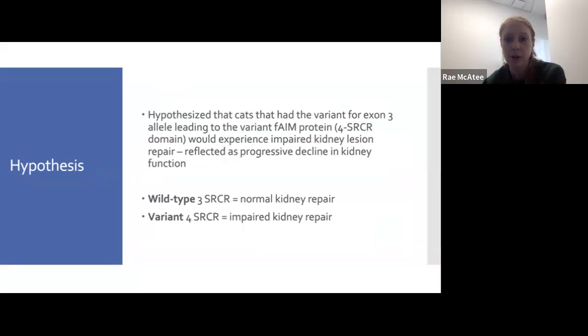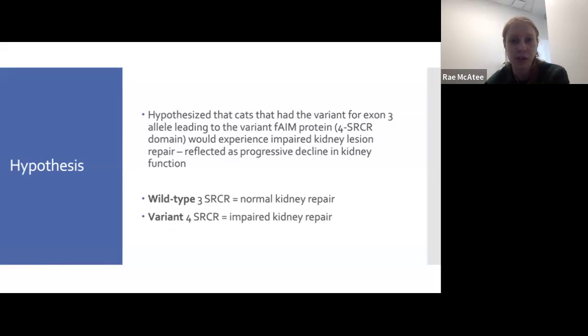And so overall objectives were to confirm that that domain duplication was from a duplicate of exon 3, and then to see if that was true, if those cats with the variant type were at higher risk for decline as compared to the cats that had wild type.